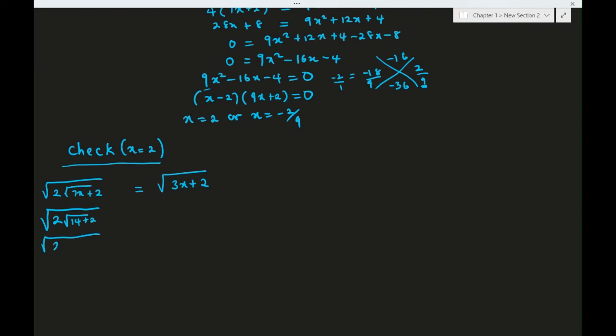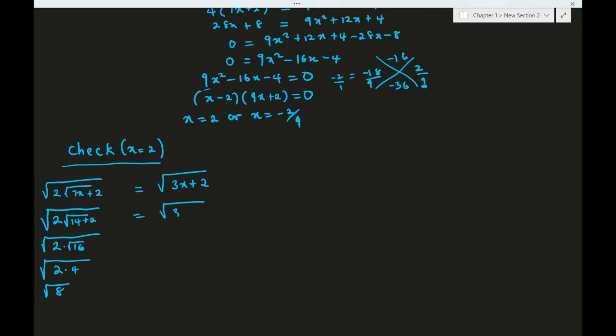So let's finish it up. This is 2 multiplied by the root of what? 16. And so this is 2 times what? The root of 16 is 4. So we have root of 8 on the left-hand side.